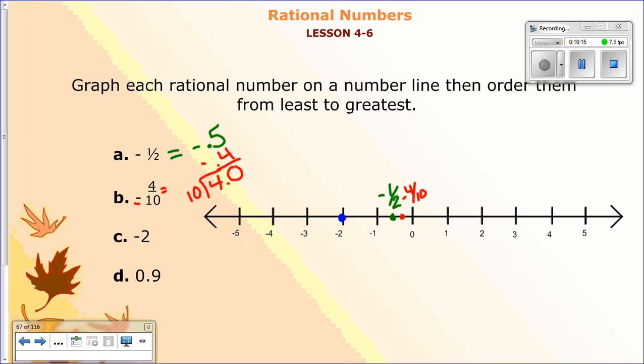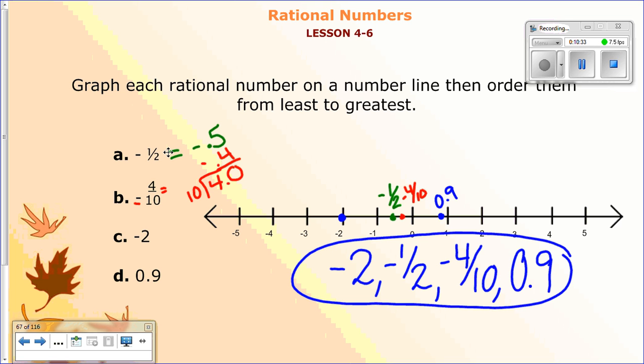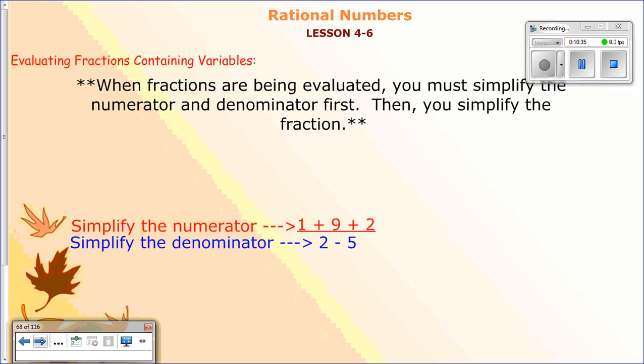Well, 9/10 is right between 0 and 1, but it's pretty close to 1. There we go. Now I order them. I have negative 2, negative 1/2, negative 4/10, and 9/10. There we go. That's listed from least to greatest.